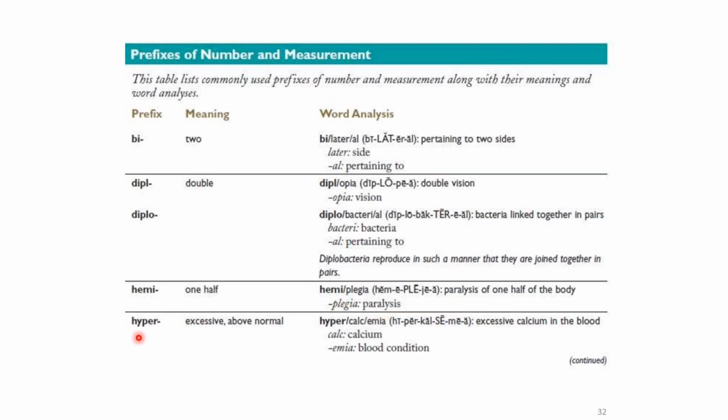Then hyper. Hyper means excessive or above normal. So the word analysis for the prefix hyper is hyperglycemia or hypercalcemia. Hyperglycemia means excessive glucose in the blood, which occurs in diabetes mellitus. Hypercalcemia means excessive calcium in the blood. So calc means calcium and emia means it is related to the blood condition, which we have already seen in the suffixes.